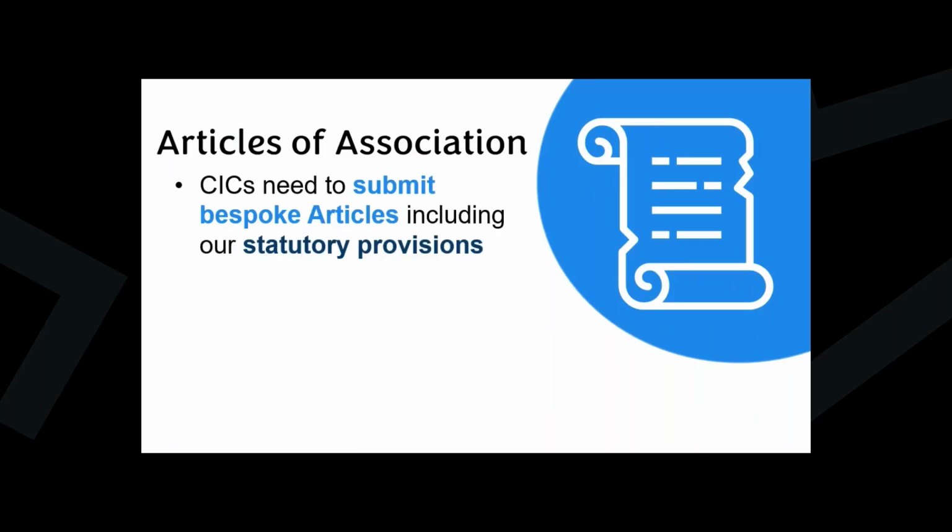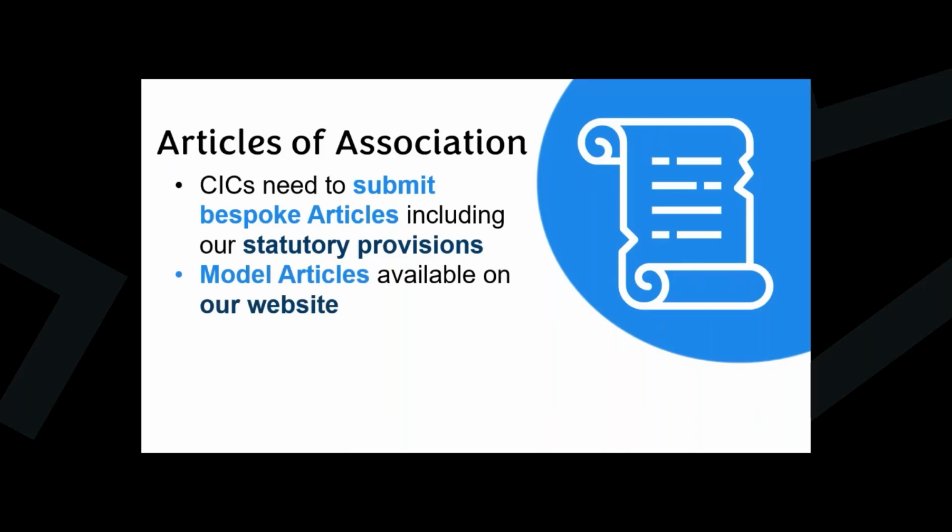As CICs differ slightly from normal limited companies, we also require them to submit a bespoke set of articles of association. These articles need to contain a handful of statutory provisions in order to comply with the relevant legislation. In other words, these clauses are what make a CIC a CIC. You can find the statutory provisions in our model articles, which are available on our website. Feel free to use our templates as is, or by customising them with your specific company details.